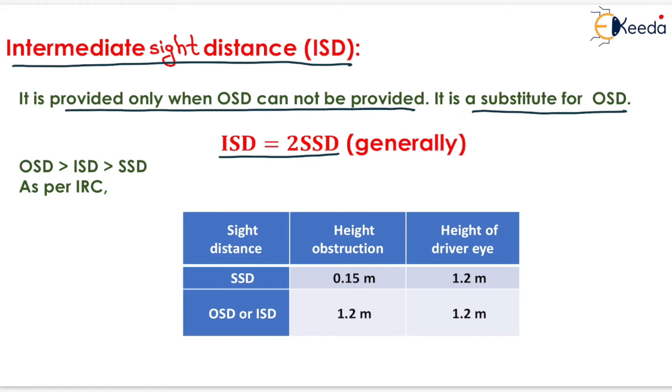Now intermediate sight distance will always be greater than the stopping sight distance, but it will always be less than overtaking sight distance. Now as per Indian Road Congress, for stopping sight distance, the height of obstruction is at least 0.15 meter and height of driver eye is 1.2 meter. Now for overtaking sight distance or intermediate sight distance, the height of obstruction as well as the height of driver eye is equal to 1.2 meter.